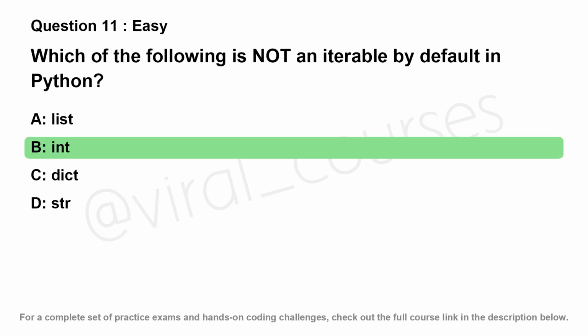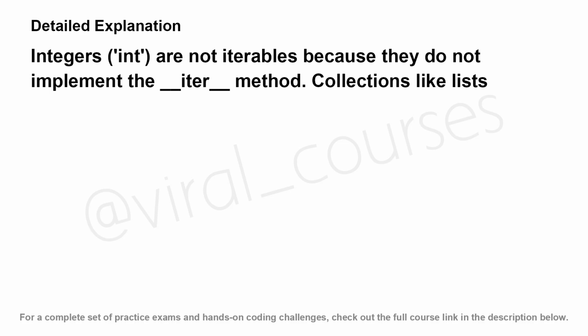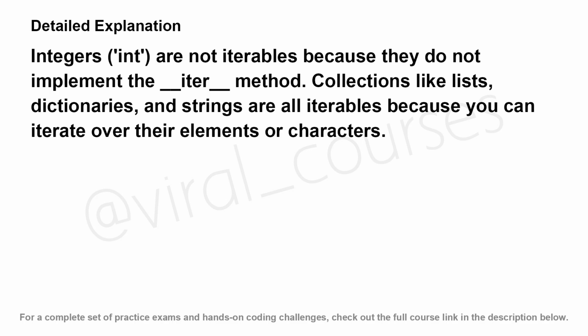The correct answer is B. Integers, int, are not iterables because they do not implement the __iter__ method. Collections like lists, dictionaries, and strings are all iterables because you can iterate over their elements or characters.